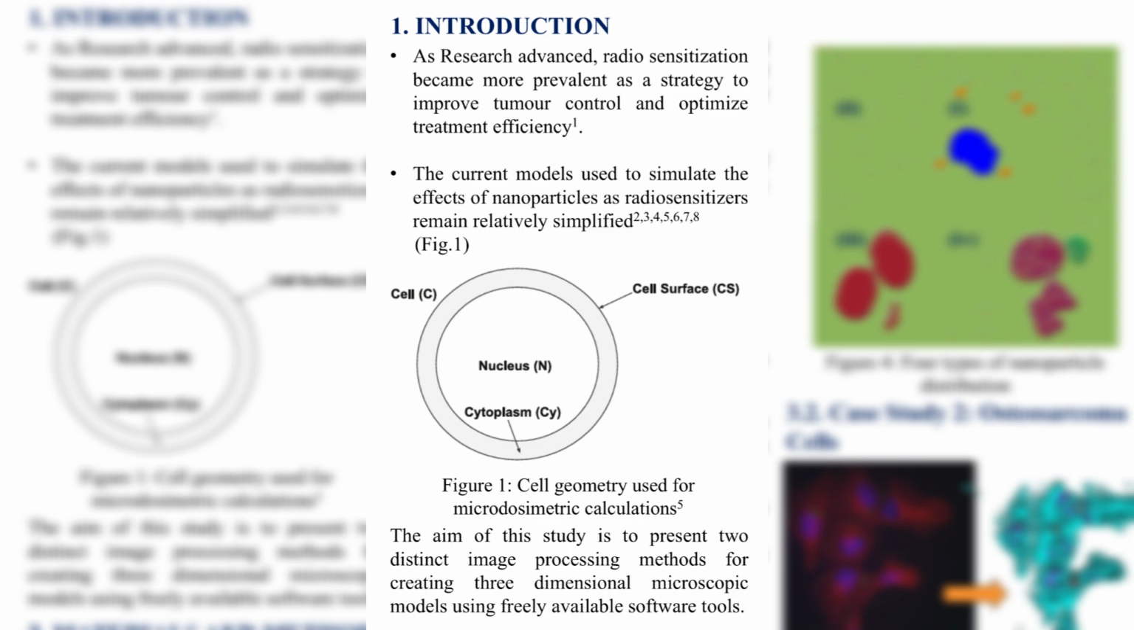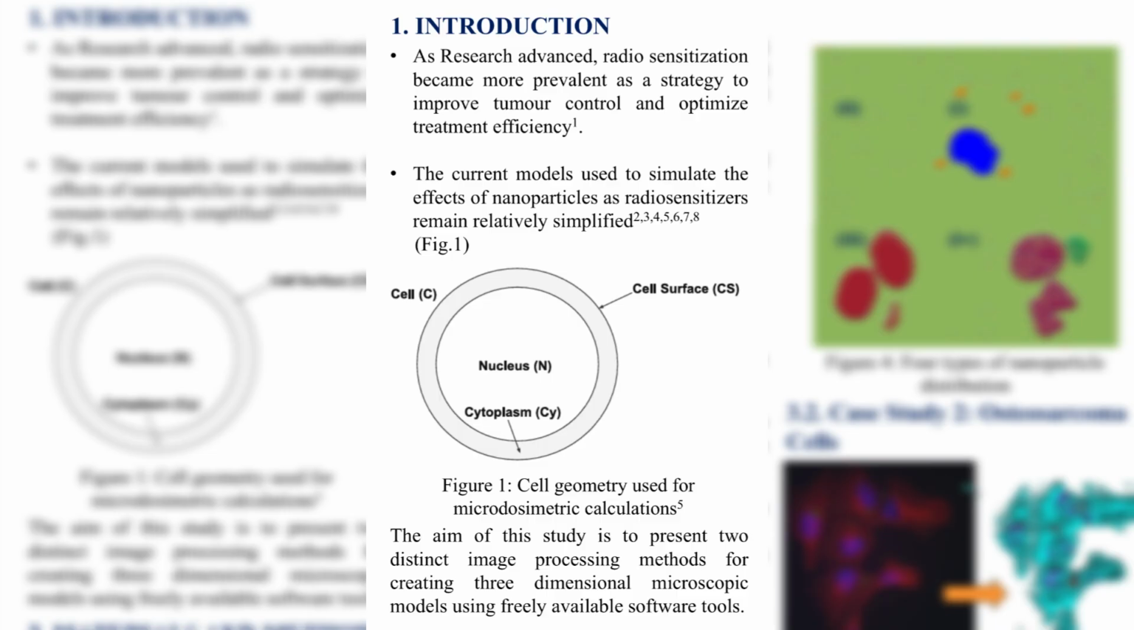If you want to study that computationally, you would need computational models. And there is today a huge difference when you compare macroscopic human models to microscopic models. As you can see here in the poster, we have a cell model used in 2020. It is basically just a cell. It is a sphere. The nucleus is a sphere, and the cytoplasm is also a sphere. It is very simplified. So the goal of this study is to present two distinct image processing methods that will help create better microscopic models for computer simulations.